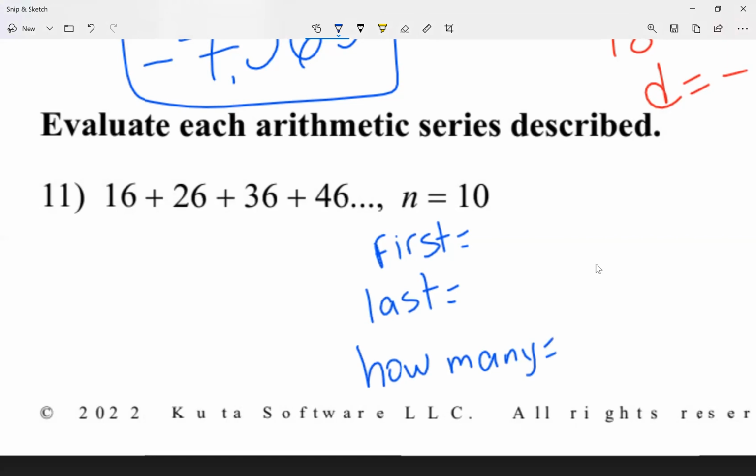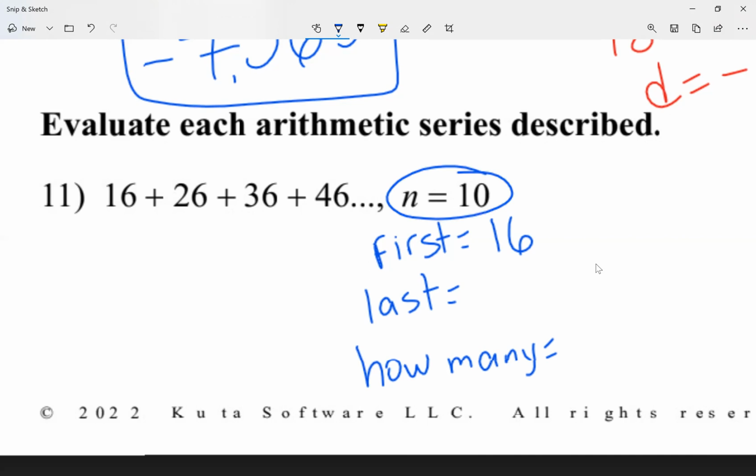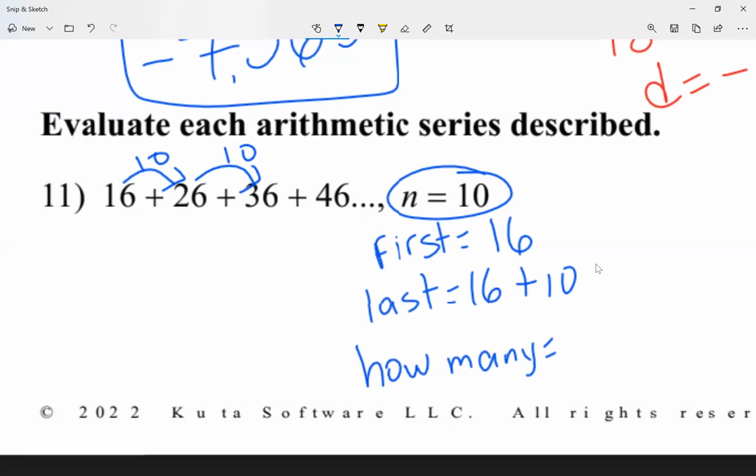The first number on my list, I notice, is 16. So that's given. The last number, you notice I gave you 4 numbers on the list, but it says dot, dot, dot, so it continues. But here it says n equals 10. So I want you to add the first 10 numbers on the list, and I need to find out what the last number is. I know my first number is 16. I'm going to add the common difference, which happens to be 10 as well. I'm going to add the common difference 9 times.